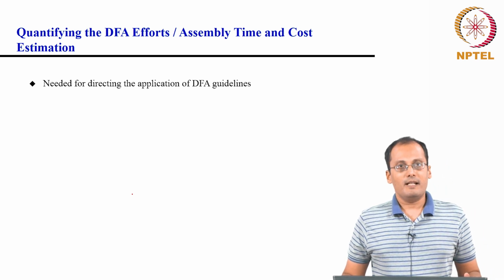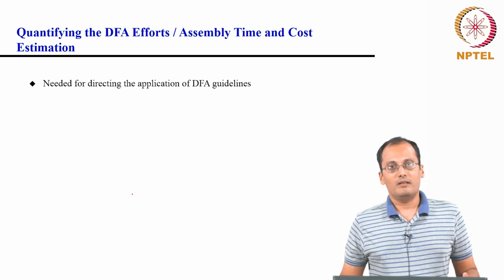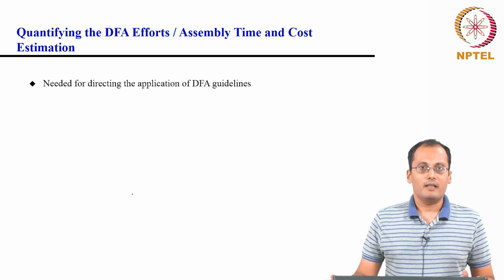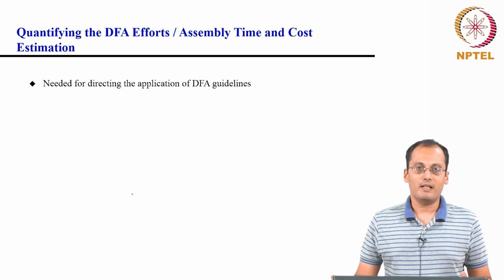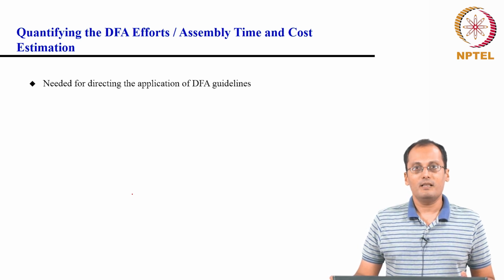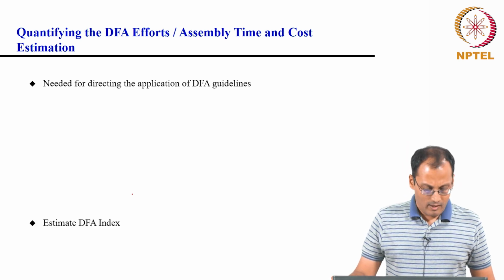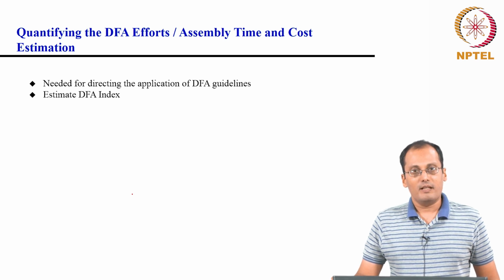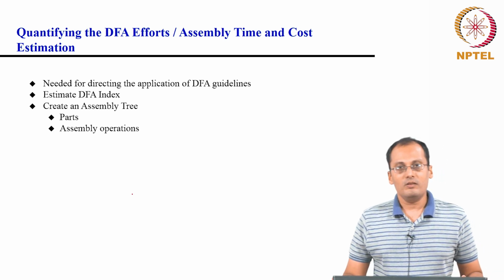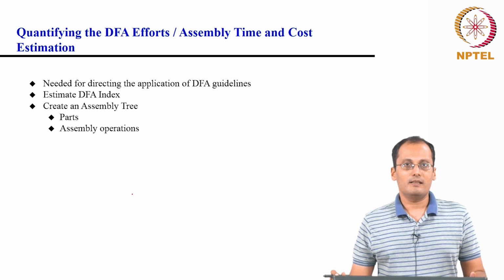So, several DFA guidelines can help in redesigning a component to decrease the assembly difficulty, but an index which essentially predicts the assembly time is required to objectively evaluate the outcomes of applying the DFA guidelines. So, DFA index could be in terms of time. So, in order to do an assembly analysis, we need to understand the assembly steps.